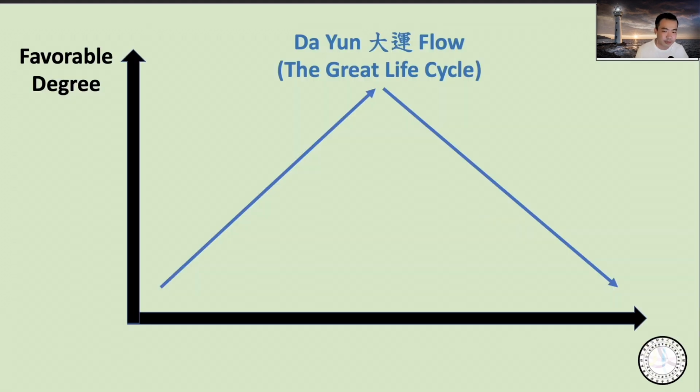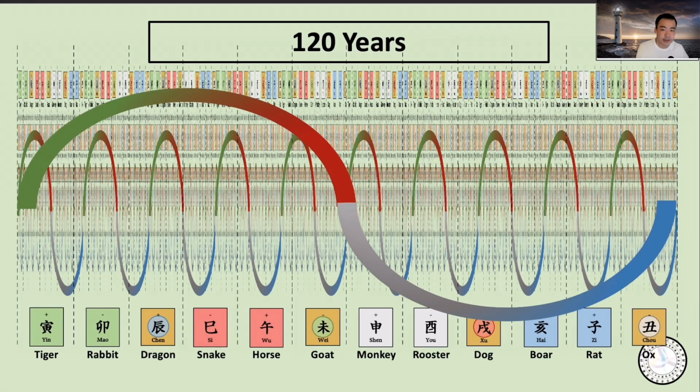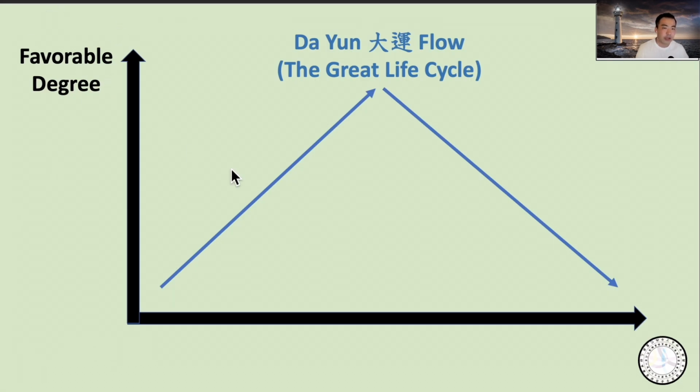Let's just make a very simplified graph. This is different from this. It is the favorable energy, favorable degree. The graph going high means more preferable energy to a certain chart. If it goes up, it is good. And this is the flow of the great life cycle, Da-yun.